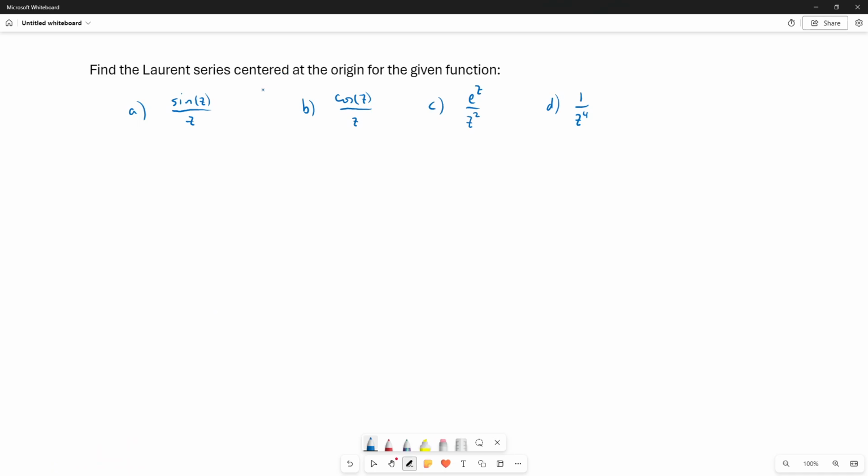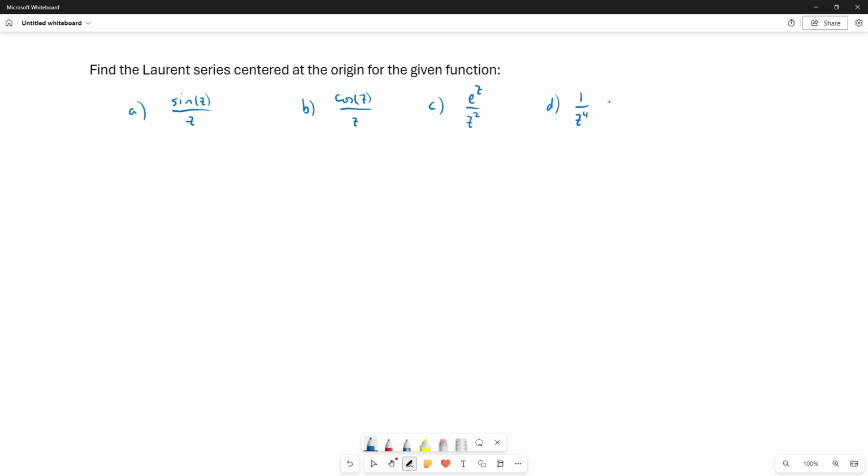Find the Laurent series centered at the origin for the given function. Part A, sine z over z. Part B, cosine z over z. Part C, e to the z over z squared. And part D, 1 over z to the fourth.